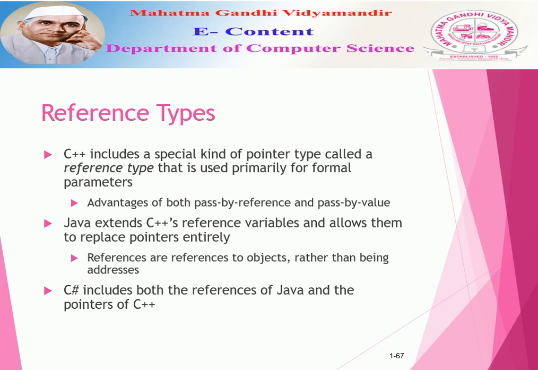So Java extends the C++ reference variable and allows them to replace the pointers entirely. And C# includes both the references of Java and the pointers of C++.